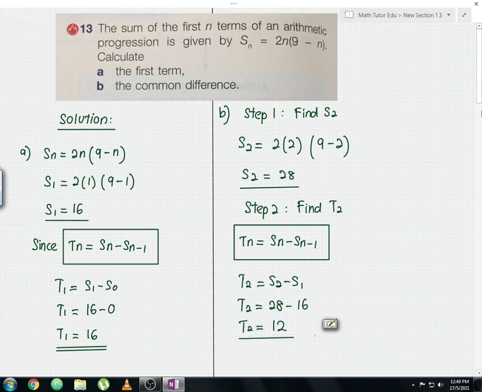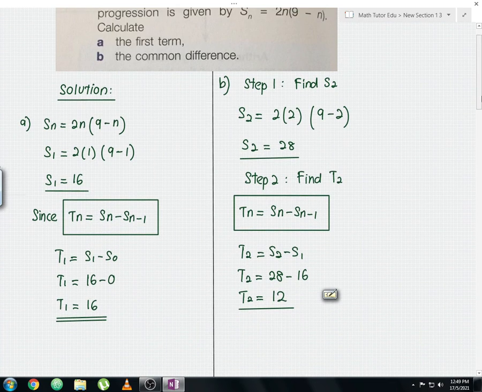By now, I hope you understand the reason why we are required to find the second term. Because to find your common difference, you need at least two subsequent terms, which is T2 minus T1 or T3 minus T2, in the following pattern. So step 3: once we get T2 and we already know T1, now we can proceed to find the common difference, which is d in this case.